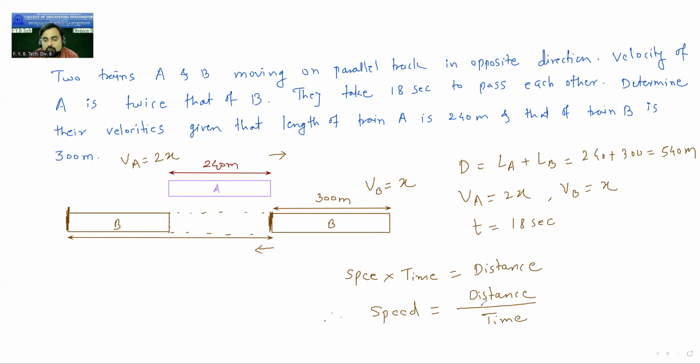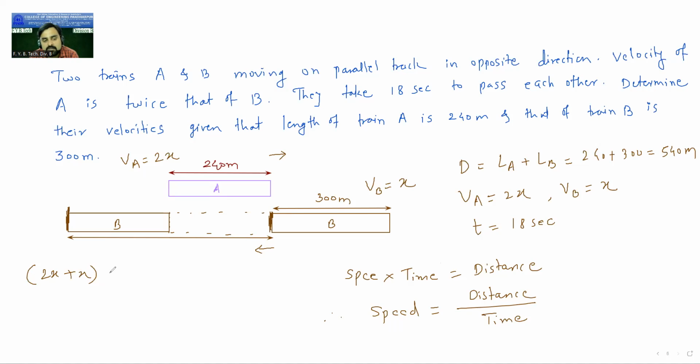So what is our speed? Speed means velocity, relative velocity. This train is moving with velocity 2x, this train is moving with velocity x. Both are moving in opposite direction. So what is the speed then? It is 2x plus x. It will be VA plus VB because both are moving in opposite direction. If they are moving in opposite direction, you have to add the speeds.